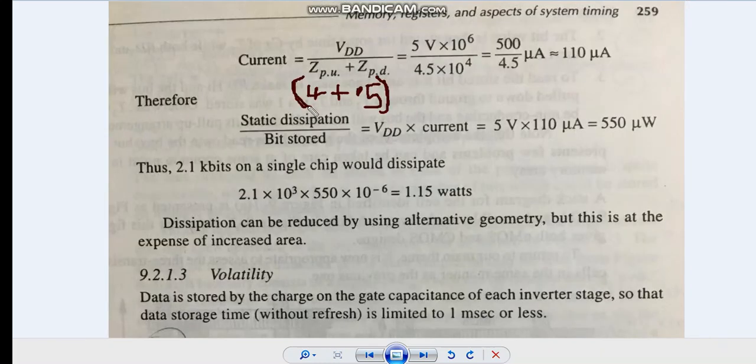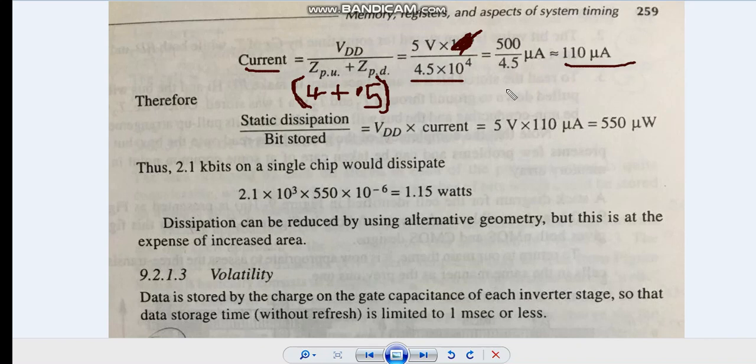Let us calculate the current first so that we can calculate the power dissipation. How do we get the current? It is VDD divided by the impedance. The impedance for the pull up is 4 and for the pull down is 0.5, so 4.5 into 10 raised to 4, where 10 raised to 4 is the RS value. VDD is 5 volts; the value given earlier is wrong. With VDD of 5 volts and impedance of 4.5 into 10 raised to 4, we get the current value.